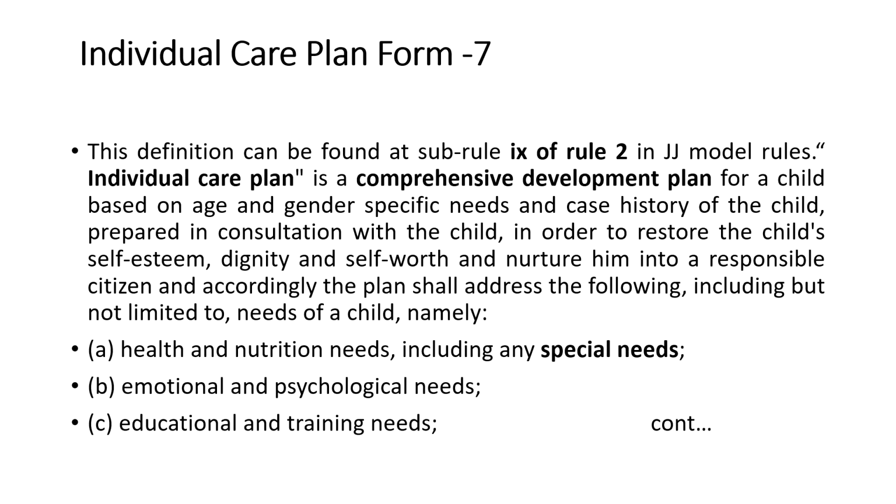The definition of the individual care plan is found in Rule 2, Sub-Rule 9. Individual care plan is a comprehensive development plan for a child based on age and gender specific needs and case history of the child, prepared in consultation with the child in order to restore the child's self-esteem, dignity and self-worth, and nurture him to be a responsible citizen, and accordingly the plan shall address the following, includes but not limited to the needs of a child, namely.